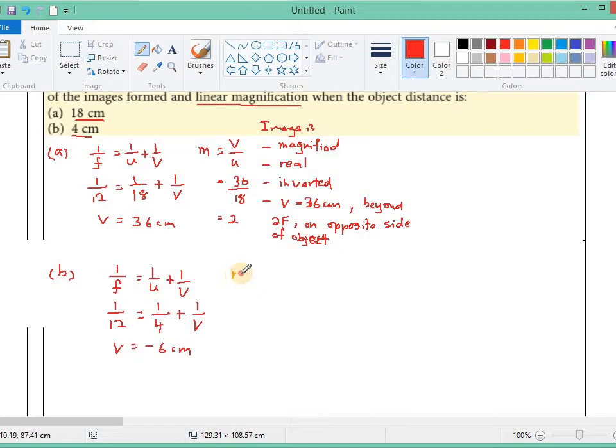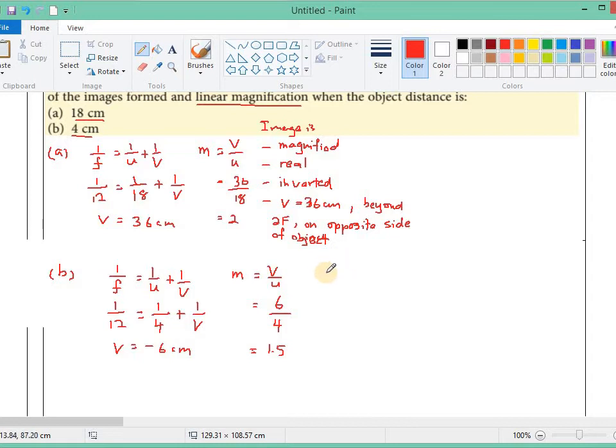Okay, so the magnification, v over u. So v is 6, and object distance is 4. Okay, so that means we have 1.5. Okay, magnification is 1.5.